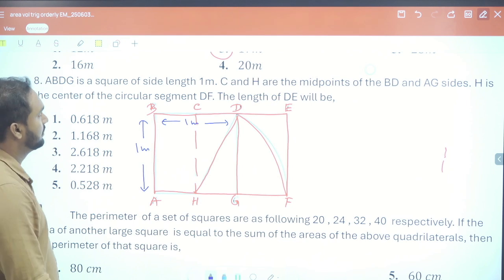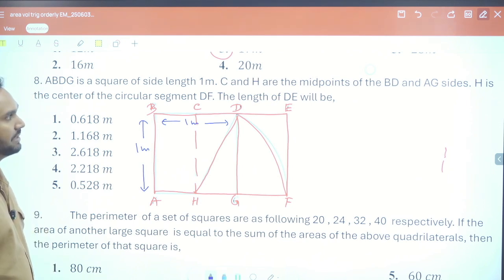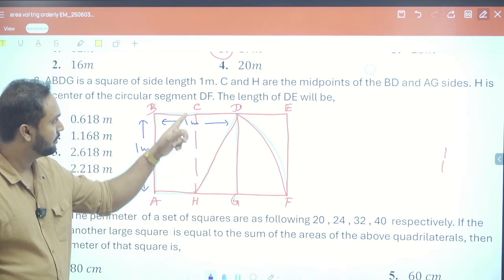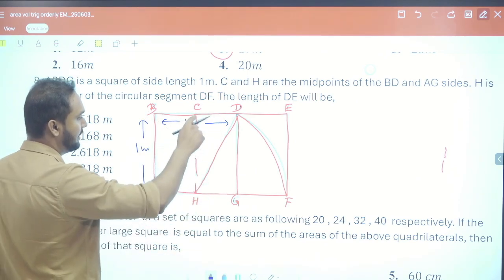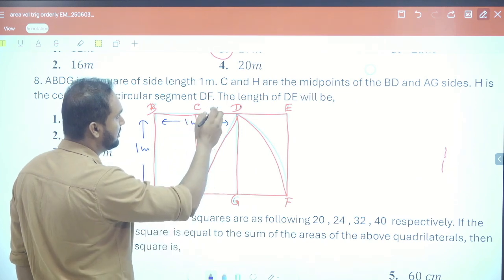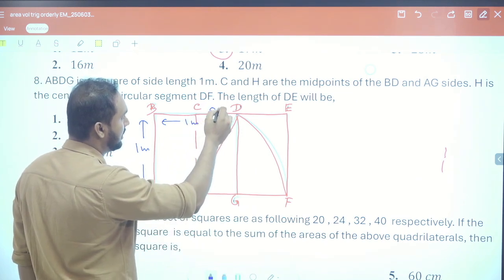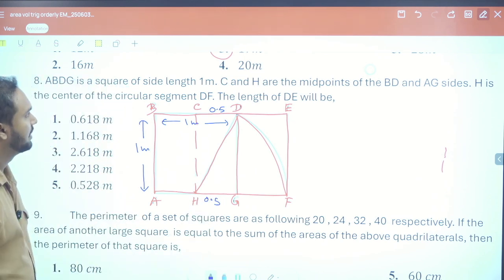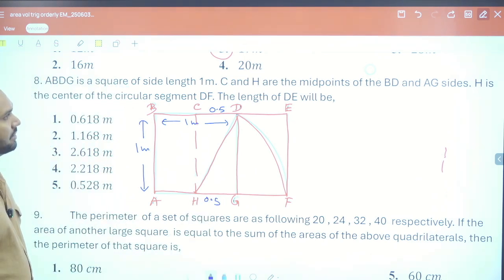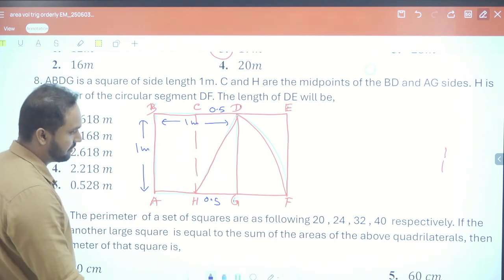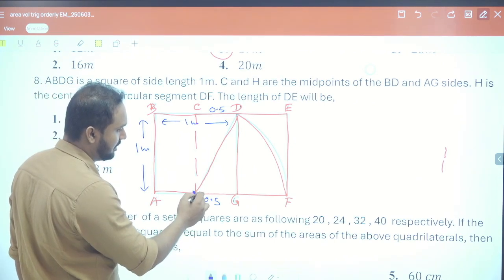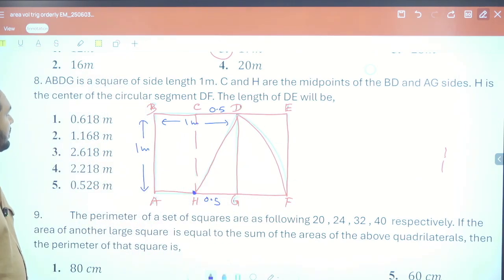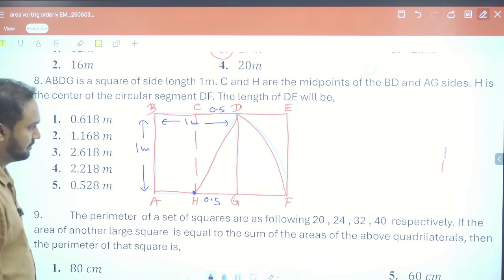And now C and H are the midpoints of the BD and AG. C and H, BD and AG midpoints. So these midpoints divide these sides into 2, right? So that this side becomes 0.5. These sides become 0.5. And the H is the center of the circular segment. So this is the center of this sector, right? And the length of DE is what the question is asking, right?